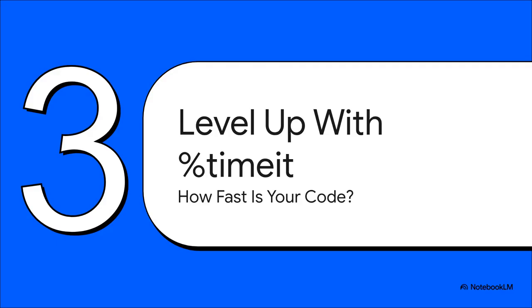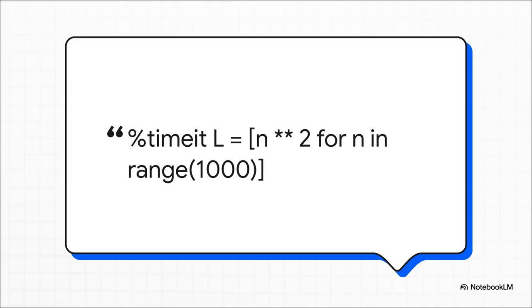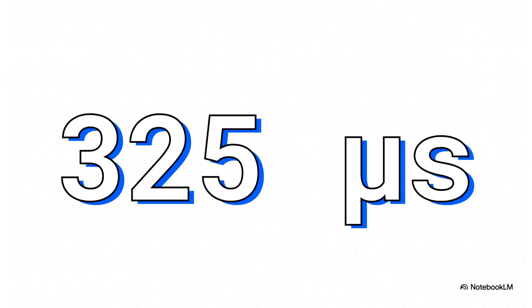Okay, so we've made it way easier to get your code running. Now let's talk about making it run fast. I mean, how do you really know how fast a piece of your code is without going through a ton of complicated setup? You guessed it, the magic command %timeit is your answer. You just pop it in front of any single line of Python code, like this list comprehension we have here, and it literally handles all the rest. And just like that, you get a clear, simple answer. IPython does all the heavy lifting behind the scenes and just tells you, hey, this line of code takes, on average, about 325 microseconds to run.